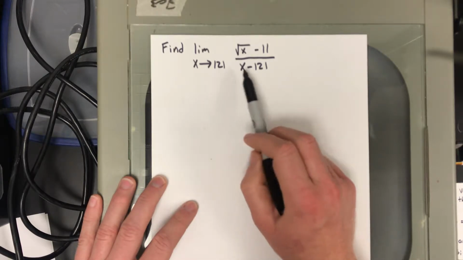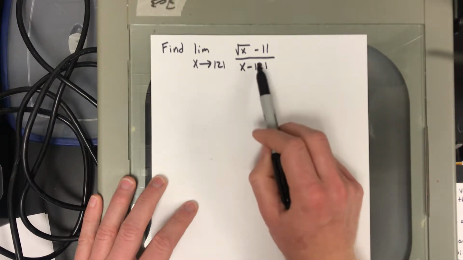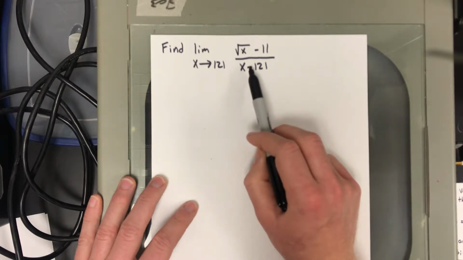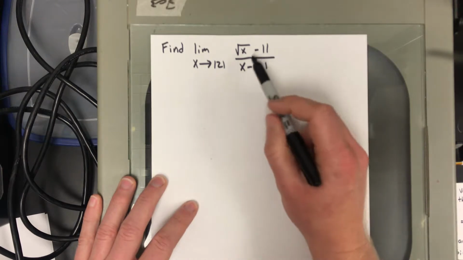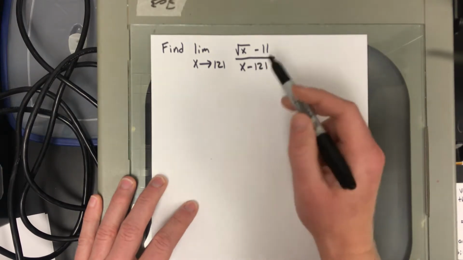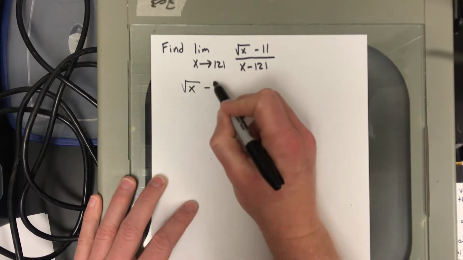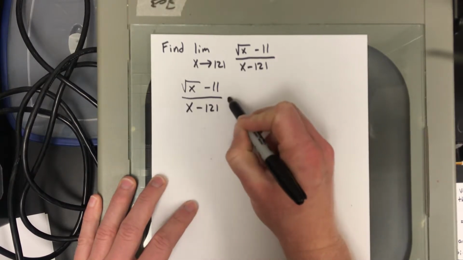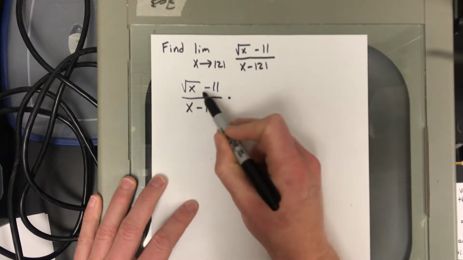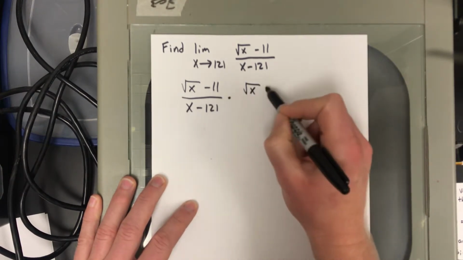So what we have to do is figure out, is there a way I can manipulate this using algebra so that I can get rid of this term on the bottom so I don't have something undefined anymore. The way I'm going to do this is I'm going to multiply by the conjugate. So I'm going to say, square root of x minus 11 over x minus 121, and I'm going to multiply by basically the opposite operation of the square root of x. Instead of saying minus 11, I'm going to say plus 11.